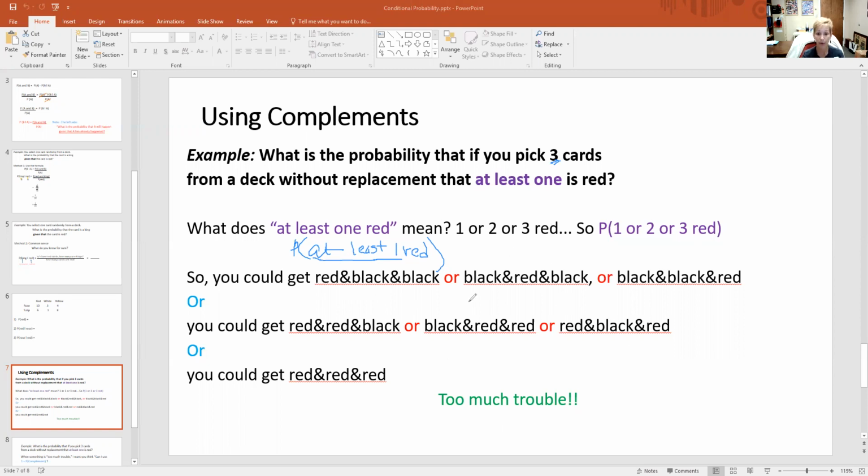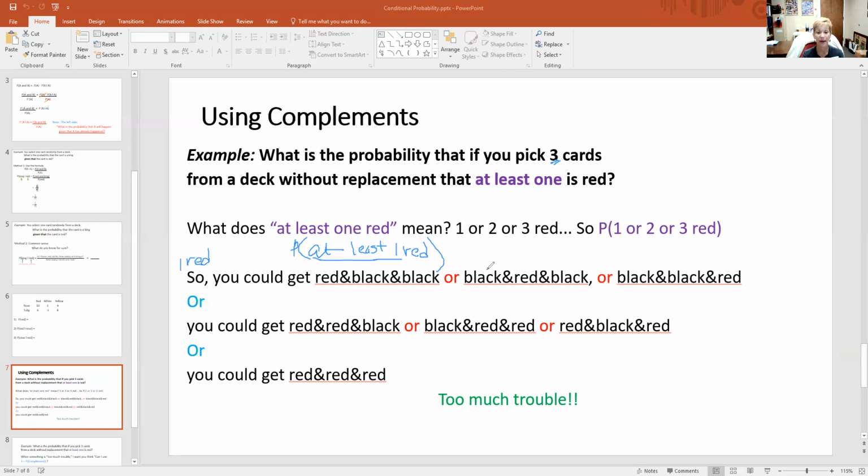Now, this problem isn't as straightforward as it looks, because I've got to find all the ways I could get 1 red, or all the ways I could get 2 red, or all the ways I could get 3 red. So what's all the ways that you could get 1 red card if you're picking 3? Well, you could get a red one the first time and a black the second time and a black the third time. That'd be exactly 1 red card.